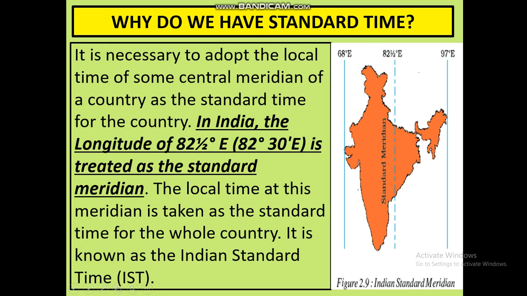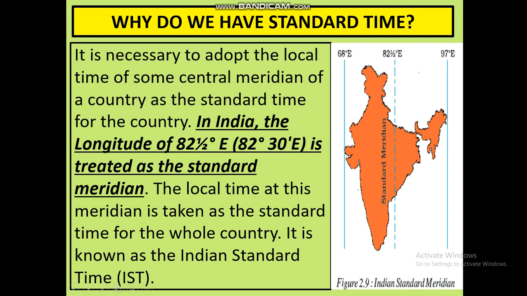Why do we have standard time? It is necessary to adopt the local time of some central meridian of a country as the standard time for the country. Suppose India lies between 68 degree east longitude and 97 degree east longitude. It means there are almost 29 longitudes passing through India. So the difference between the sun moving from one longitude to the second longitude is 4 minutes. So we cannot count every longitude as the prime longitude of our country.